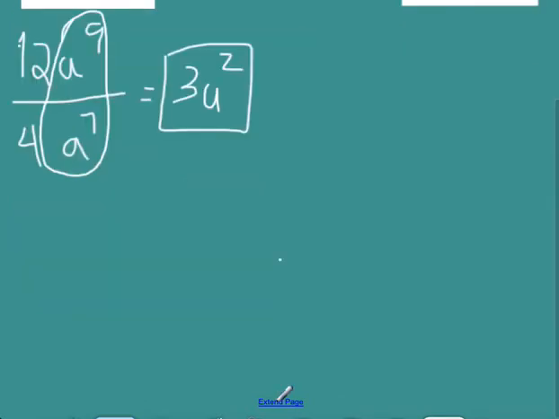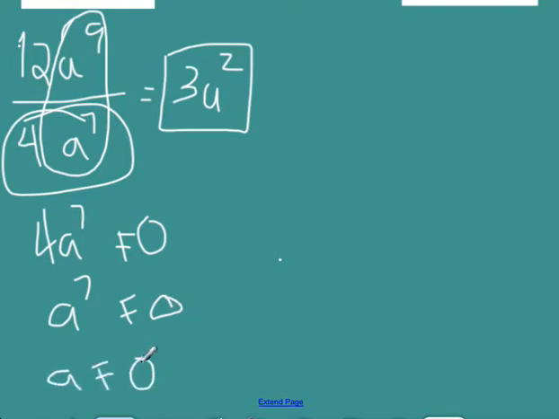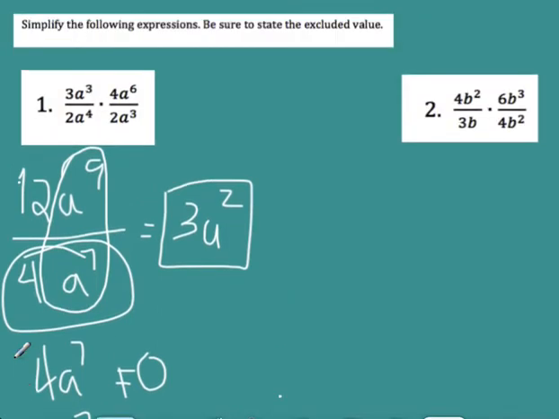Now, you also need to find the excluded value, and the excluded value comes in when you multiply them together. So 4a to the 7th cannot be equal to 0. Well, we know that 4 cannot be equal to 0, so all we're concerned about is the fact that a to the 7th cannot be equal to 0. The only way that a to the 7th is going to be equal to 0 is if a is equal to 0. So we get for our excluded value that a cannot be equal to 0, and 3a squared for our final answer.